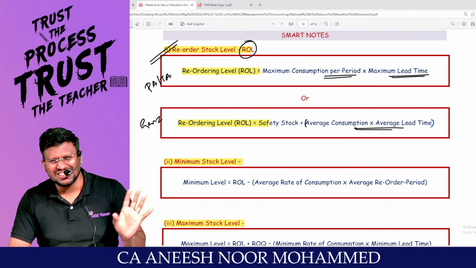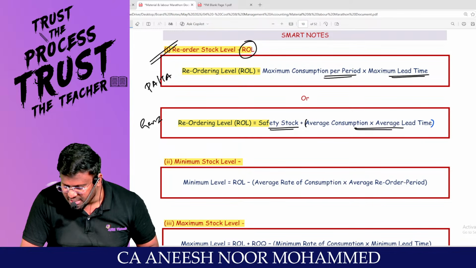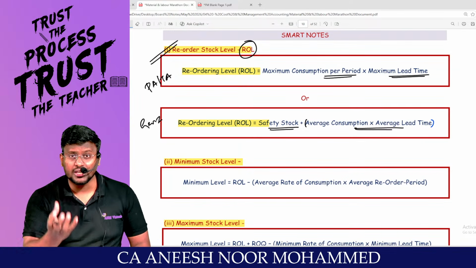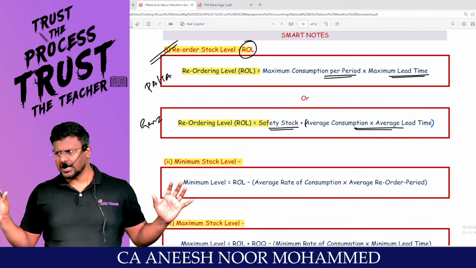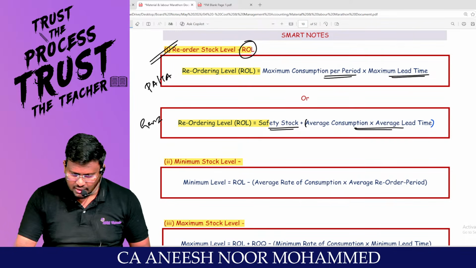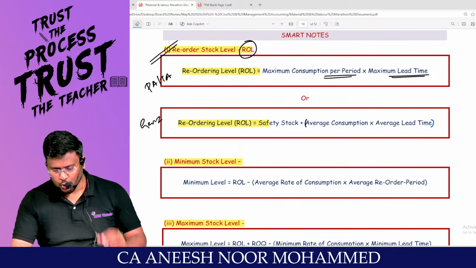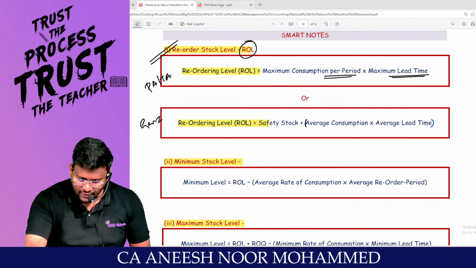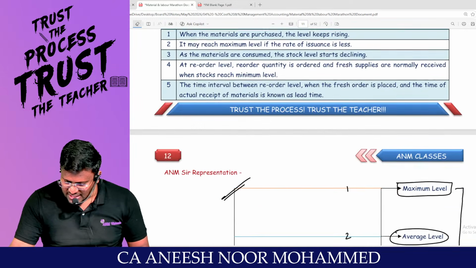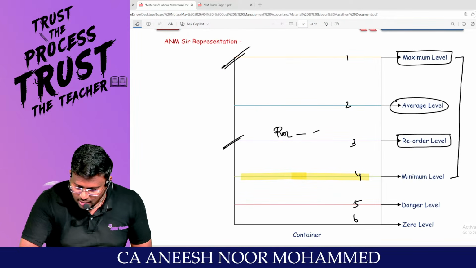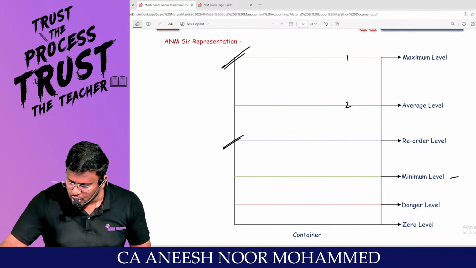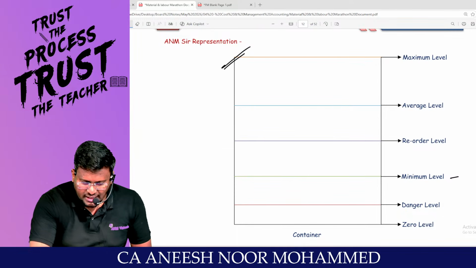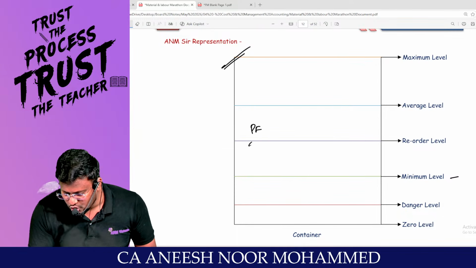And Gen Z is saying that always please keep the safety stock. Safety stock is the minimum stock, the buffer stock, which you will always keep just to cope with stock out. So this is the second formula for the reorder level. If you see our chart, this is the reorder level. At this reorder level, you will place the order. So at reorder level, we have 2 formulas: one is the parents' formula and number 2 is the Gen Z formula.